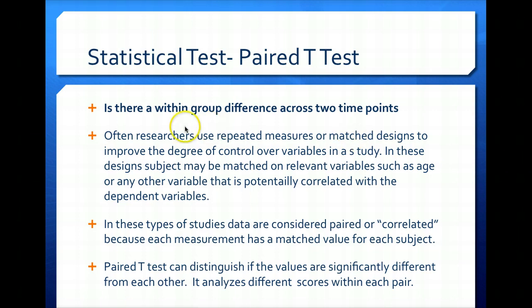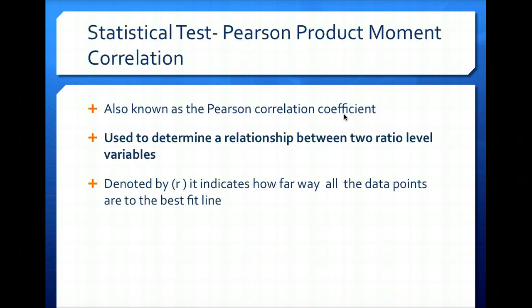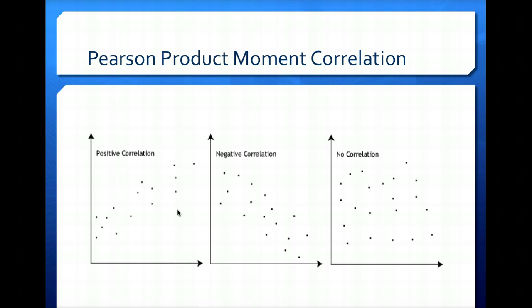So it looks at, is there a within group difference across two time points? Pearson product moment correlation. This is also known as the Pearson correlation coefficient. This is used to determine a relationship between two ratio level variables. It is denoted by a lowercase r, and it indicates how far away all data points are to the best fit line.